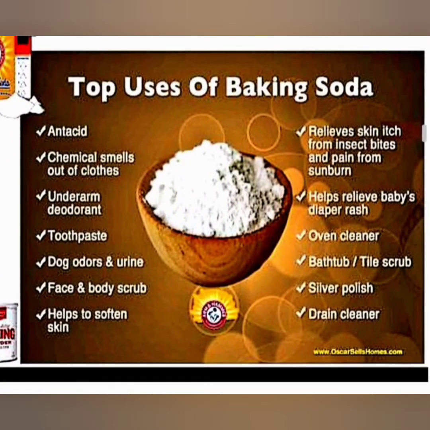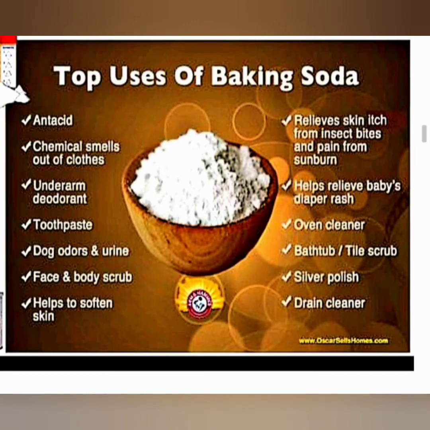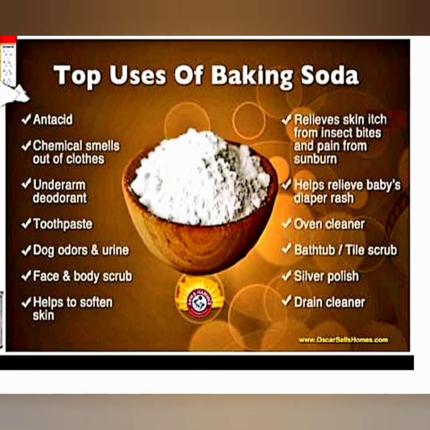These are the top uses of baking soda. See here. First, it is used as an antacid. Second, it removes the chemical smell that comes out of clothes on repeated wearing. It can be used to remove underarm deodorant. It can also be used as a toothpaste, to remove dog odors and urine, to make face and body scrub. It also helps to soften the skin.